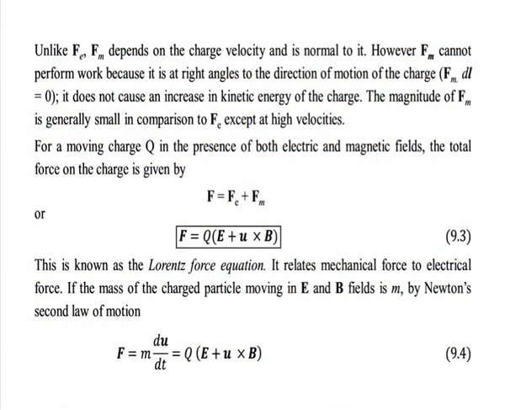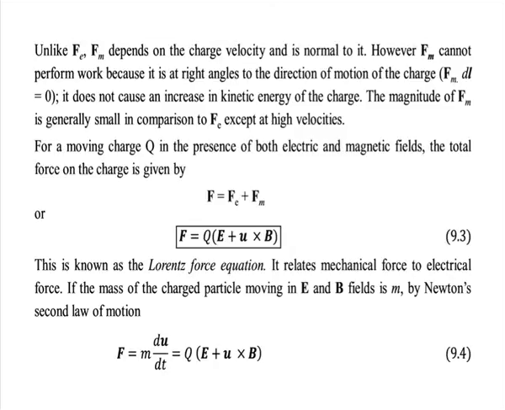Now, Fm cannot perform any work because it is at right angles to the direction of the motion of the charge, that is Fm · dl = 0. Because of this, Fm cannot change the kinetic energy of the particle. Also, Fm is usually less than Fe except at high velocities.